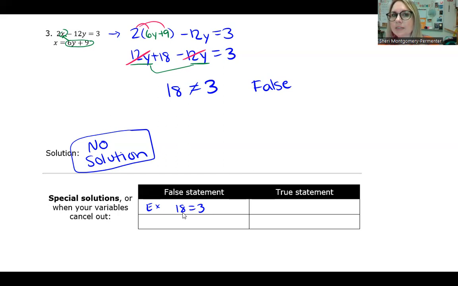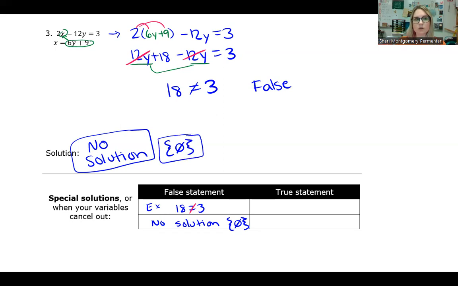So when this happens, 18 equals 3, and we know that is not true, we say no solution. There's also the empty set. You can use that symbol as well. Either one of those work.